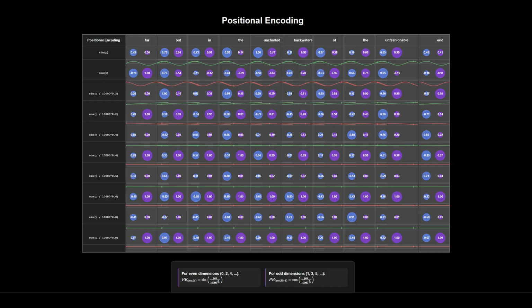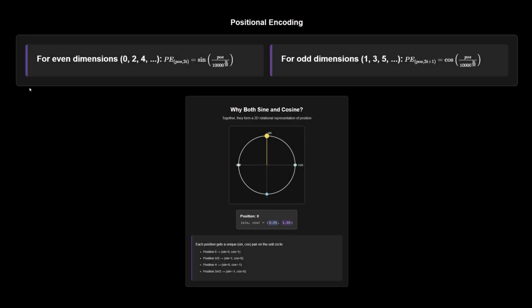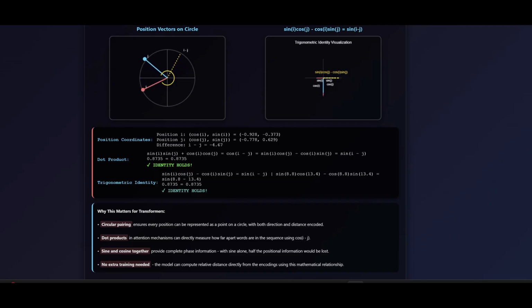For example, for position 0, we have sine equals 0, cosine equals 1. For position pi over 2, sine equals 1, cosine equals 0. For position pi, sine equals 0, cosine equals negative 1. And for position 2 pi, sine equals 0, cosine equals 1. This circular pairing ensures that every position can be represented as a point on a circle, with both direction and distance encoded.